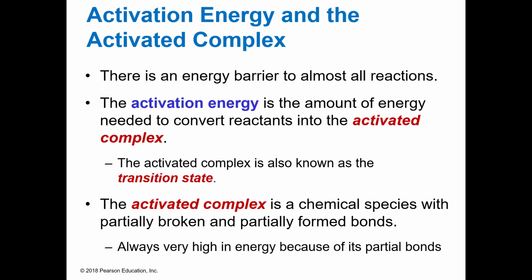So there's an energy barrier to almost every reaction there is, and the activation energy is how much it takes you to get to that activated complex. The other word for that is transition state. Once you get there, your reaction will go. So it's how much energy it takes to get you to that transition state. And that activated complex is where you've broken some bonds in the reactants and created other bonds in the products. That's the top of the curve, so to speak.